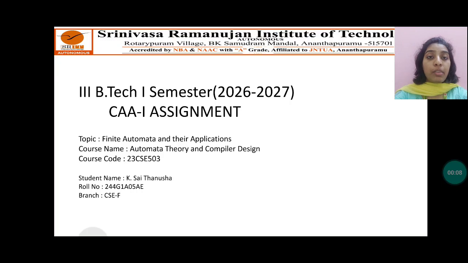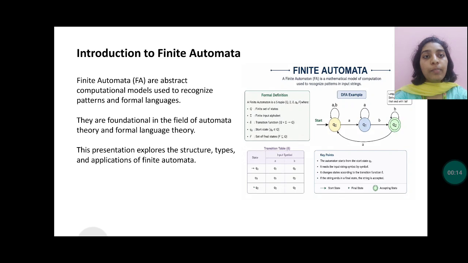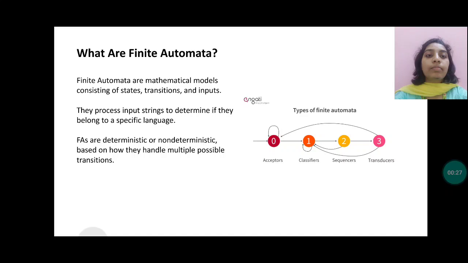Today my topic is about finite automata and their applications. Now let us discuss finite automata and their applications. Introduction to finite automata. They are abstract computational models used to recognize patterns in formal languages. These are foundational in the field of automata theory and formal language theory.